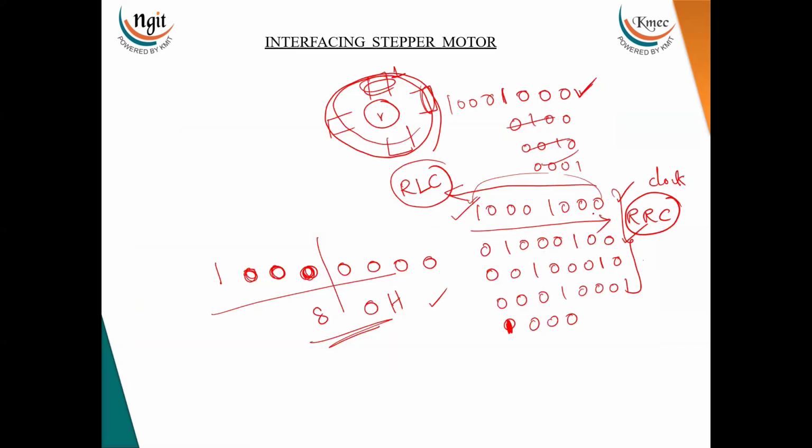After giving the data, some delay should be there, and after that we need to rotate to the right side by using the RRC, and again we need to give the delay. Now here, if we are giving one like this, it will take 90 degrees, and again it will take 90 degrees. So after 90 degrees we need to maintain some delay, and after one more rotation, it has to maintain some delay.